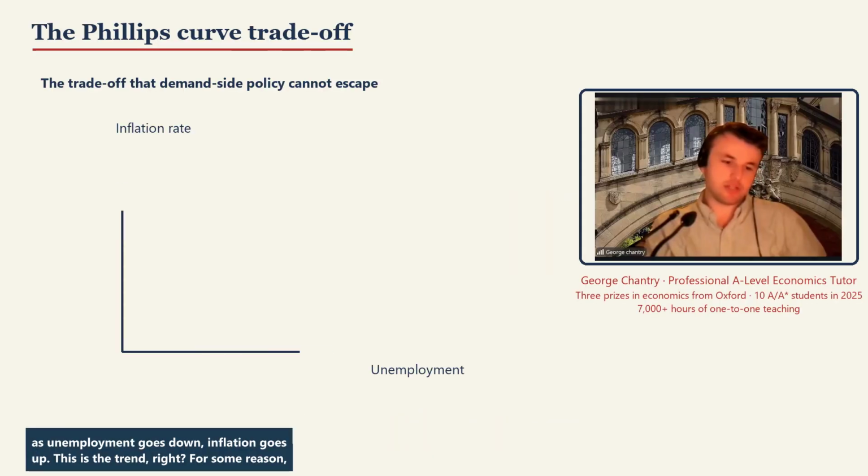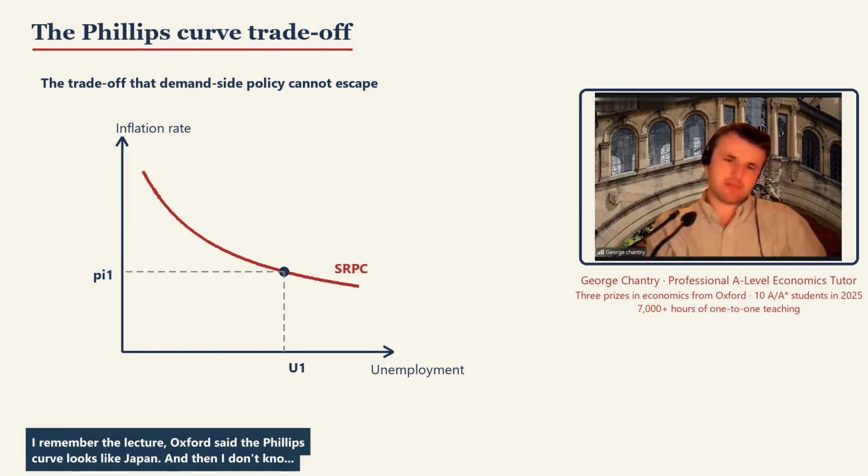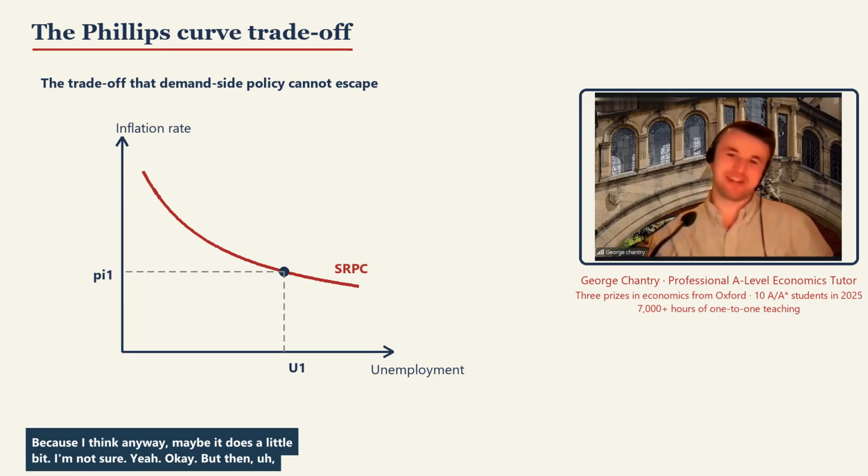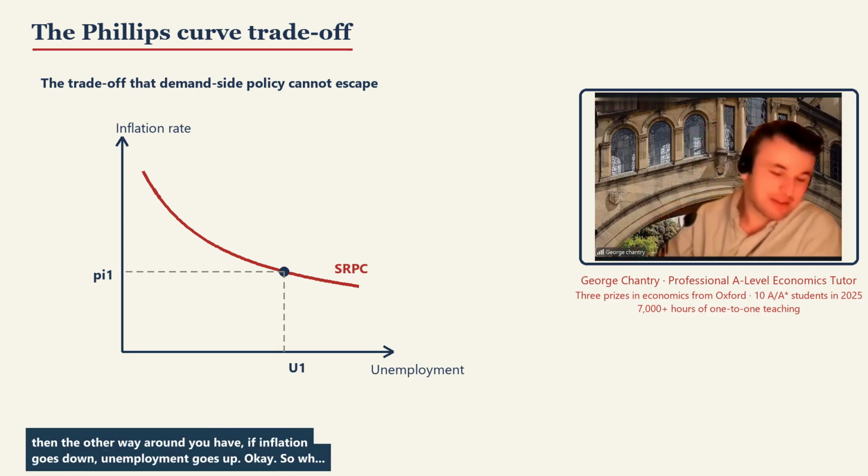As unemployment goes down, inflation goes up. This is the trend, right? For some reason, I remember the lecturer at Oxford said the Phillips curve looks like Japan, and I don't know why that stuck with me. Anyway, maybe it does a little bit. But then the other way around, if inflation goes down, unemployment goes up.